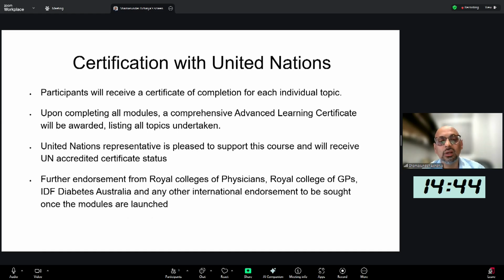We will seek further endorsement from the Royal College of Physicians, Royal College of General Practitioners in Australia, International Diabetes Federation, and professional governing bodies such as Diabetes Australia once the module is prepared and launched.